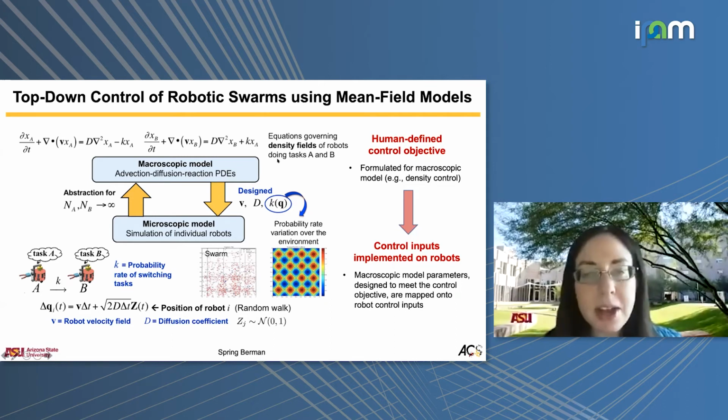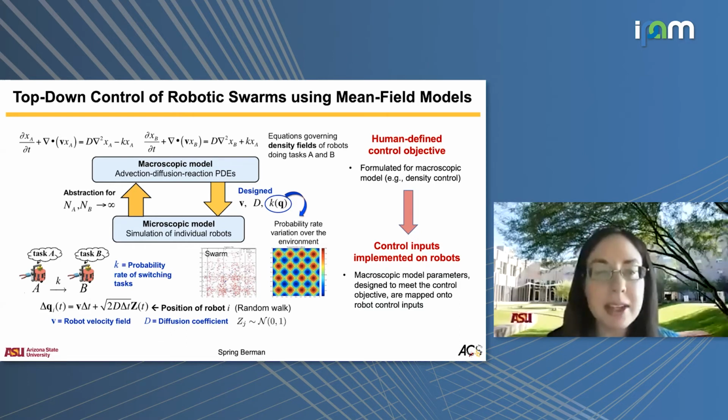So at this level, the macroscopic model, we have some kind of human-defined control objective. So depending on the swarm task, a person is going to formulate some optimization or control problem that you can incorporate these equations into, and then the output parameters that you're designing. In this case, it's the velocity field, diffusion coefficient, and probability rates of switching tasks. And this just illustrates here that these rates can depend on space or possibly time. All of these parameters can, in fact.